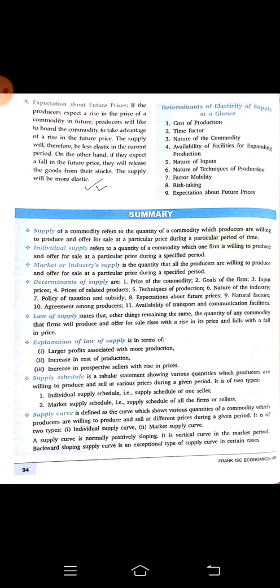Expectation of future price. That means if the producer finds that the price right now is the best price to sell his product, the supply will be high in the market. He will start supplying all the stocks he has. And if the producer feels that in future he is going to get a much higher price than at present, then he will start keeping his products in stock and the supply will decrease in the market.